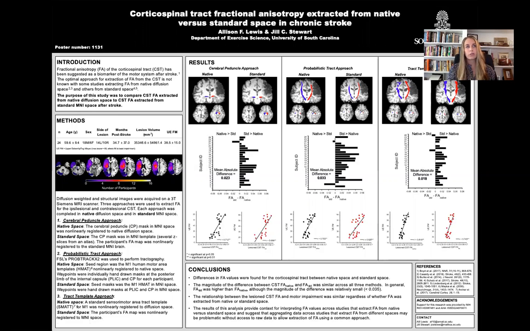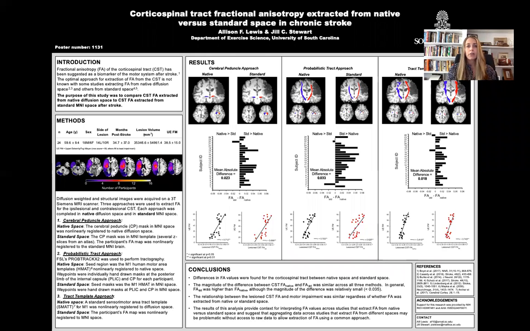So we know that the corticospinal tract, or the CST for short, is important for the control of movement. And we also know that it can be damaged or degraded after a person has a stroke. We can measure the integrity of the CST using neuroimaging techniques. And specifically, we calculate a number called fractional anisotropy, or FA. This FA number really tells us about the quality of the white matter tract, or the integrity of the white matter tract. So when we're thinking about movement after stroke, we're often most concerned with the integrity of the CST.